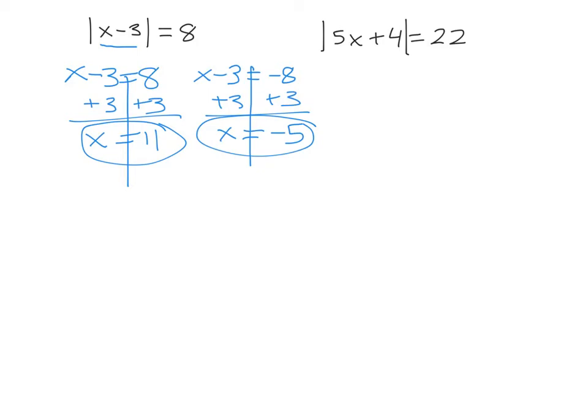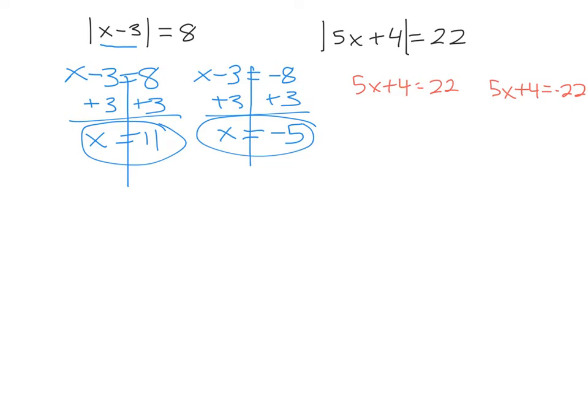In our second equation, we're going to solve this the same way. This expression in here can be positive 22. 5x plus 4 equals 22. Or it can be negative 22. 5x plus 4 equals negative 22. Because if this is negative 22, the absolute value will turn it into positive 22. And now we can solve these.